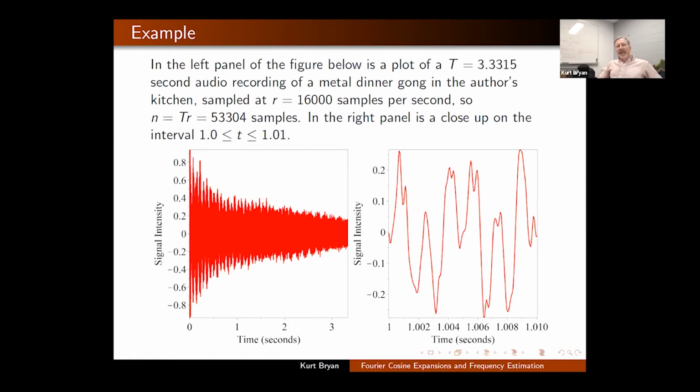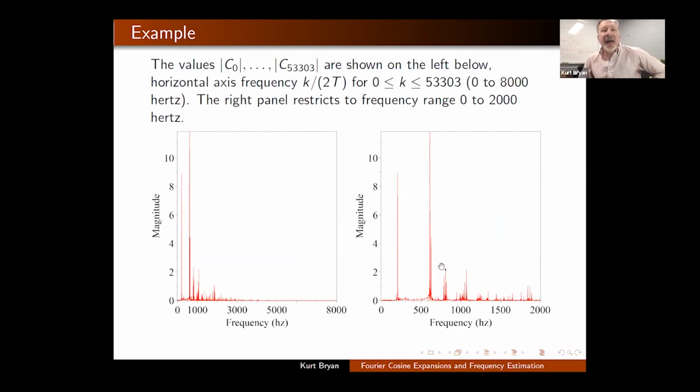That's our N here. In the right panel is just a close-up of the audio signal for 1/100th of a second. What I would like to do is take this audio signal and do Fourier cosine analysis on it using the discrete procedure I just showed you. I compute all these C coefficients, which quantify how much energy, or how much of each frequency, is present in the signal. And I plot the magnitude of these Fourier cosine coefficients as a function of the frequency to which they correspond. That's what this graph here on the lower left panel is.